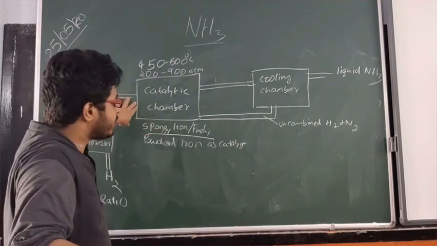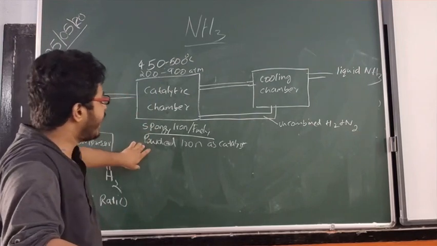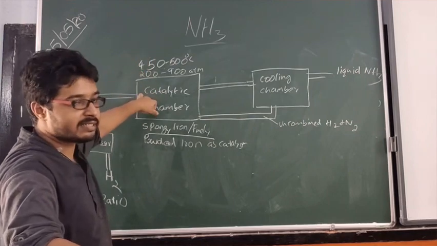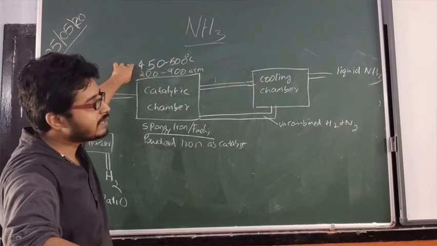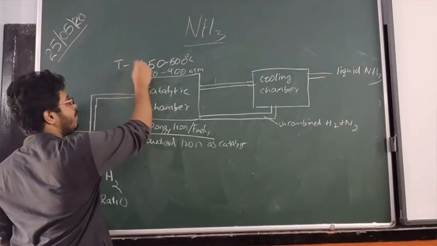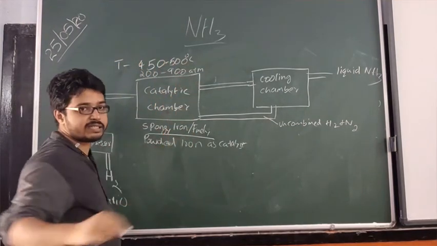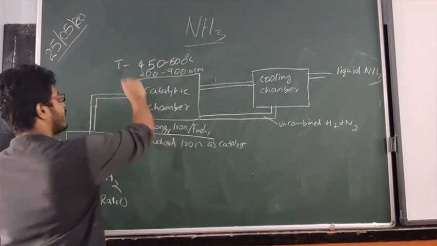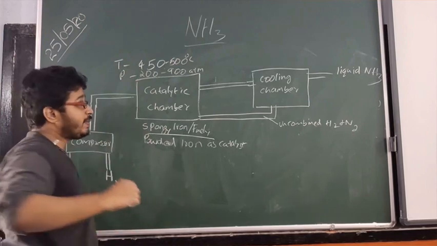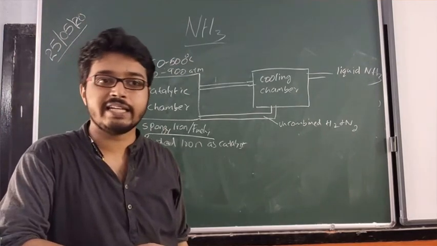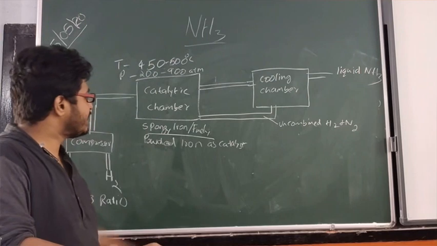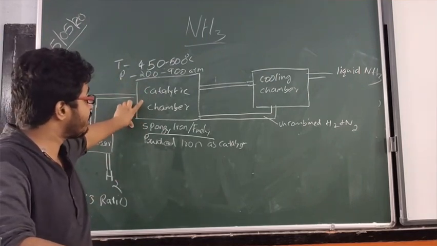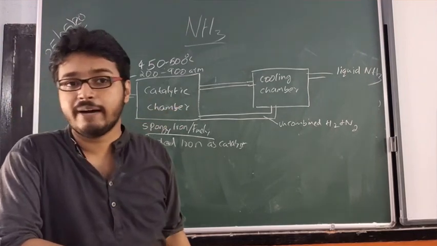Inside the catalytic chamber there is spongy iron, and there are also some conditions maintained. The temperature is maintained between 450 and 500 degrees Celsius. Just like that, the pressure is maintained between 200 to 900 atm. You can observe that the pressure inside the catalytic chamber is much higher compared to any other reaction.